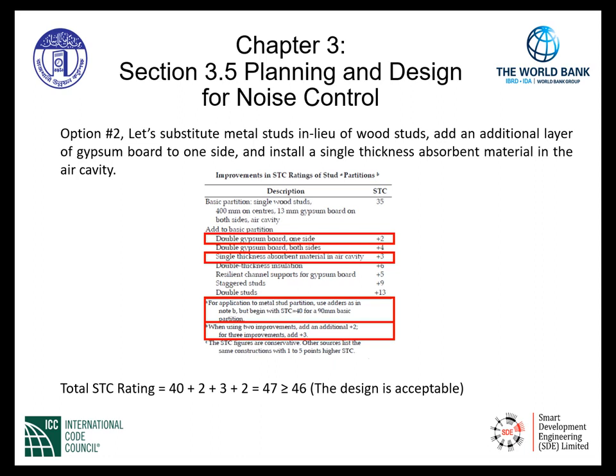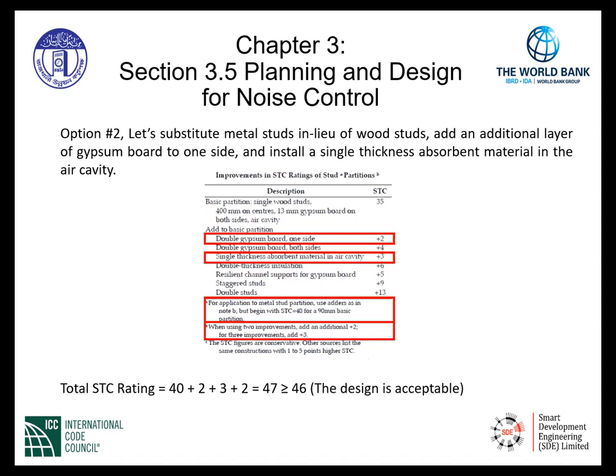Let's look at another option. Option number 2. Let's substitute metal studs in lieu of wood studs and add an additional layer of gypsum board to one side and install a single thickness absorbent material in the air cavity. When we do this, the first approach is to reference note A to the table. And it indicates for application to metal stud partition, use adders in note B, but begin with STC 40 for 90 millimeter basic partition. And this is what we are going to utilize.